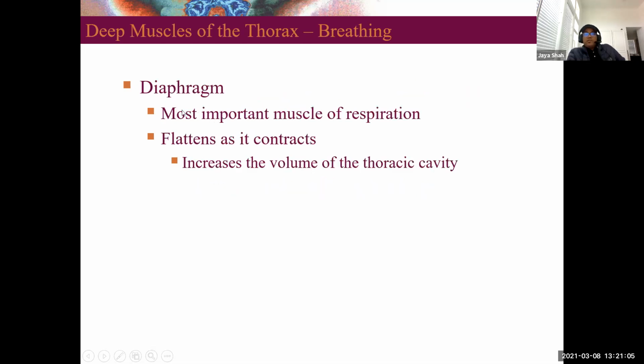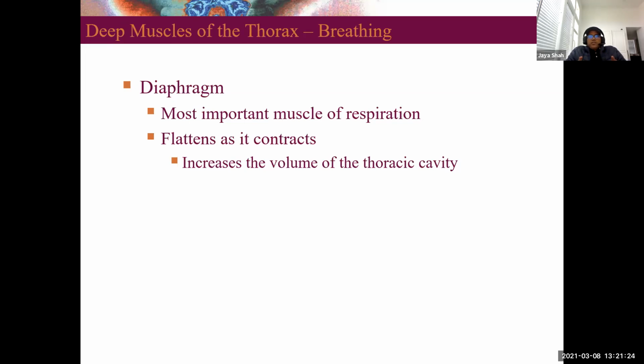The diaphragm, the most important muscle of respiration, flattens as it contracts and increases the volume of the thoracic cage. So the diaphragm is dome shaped. Can you see my hand? The diaphragm is dome shaped, and this dome is lying in my thoracic cavity. When it contracts, it goes down.